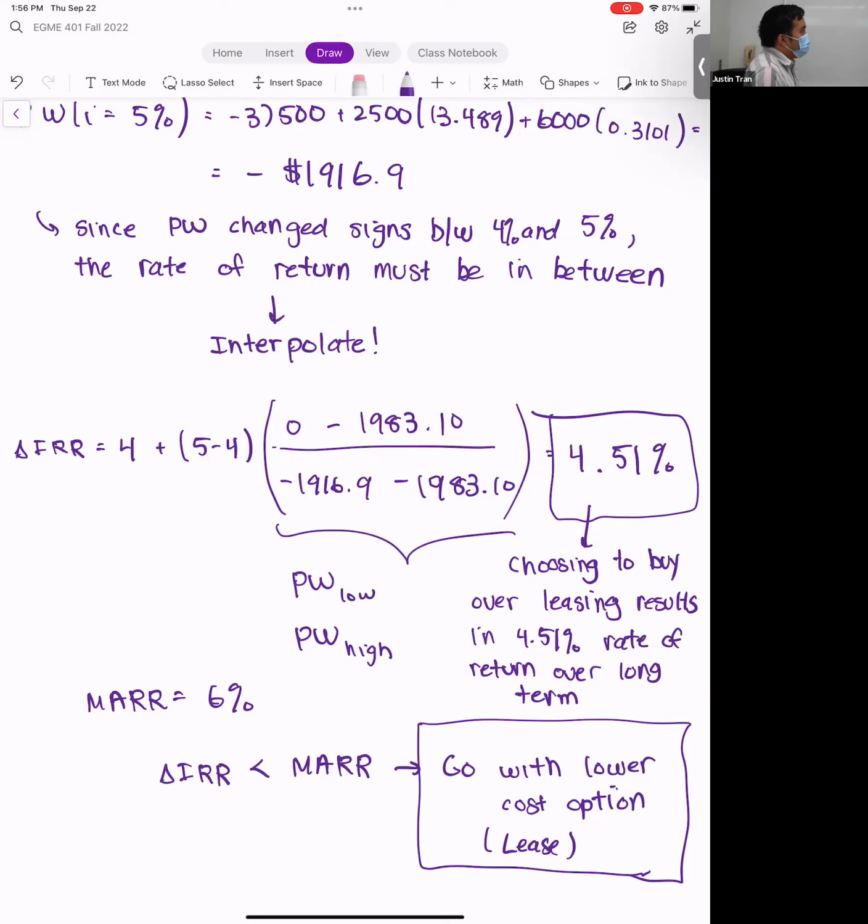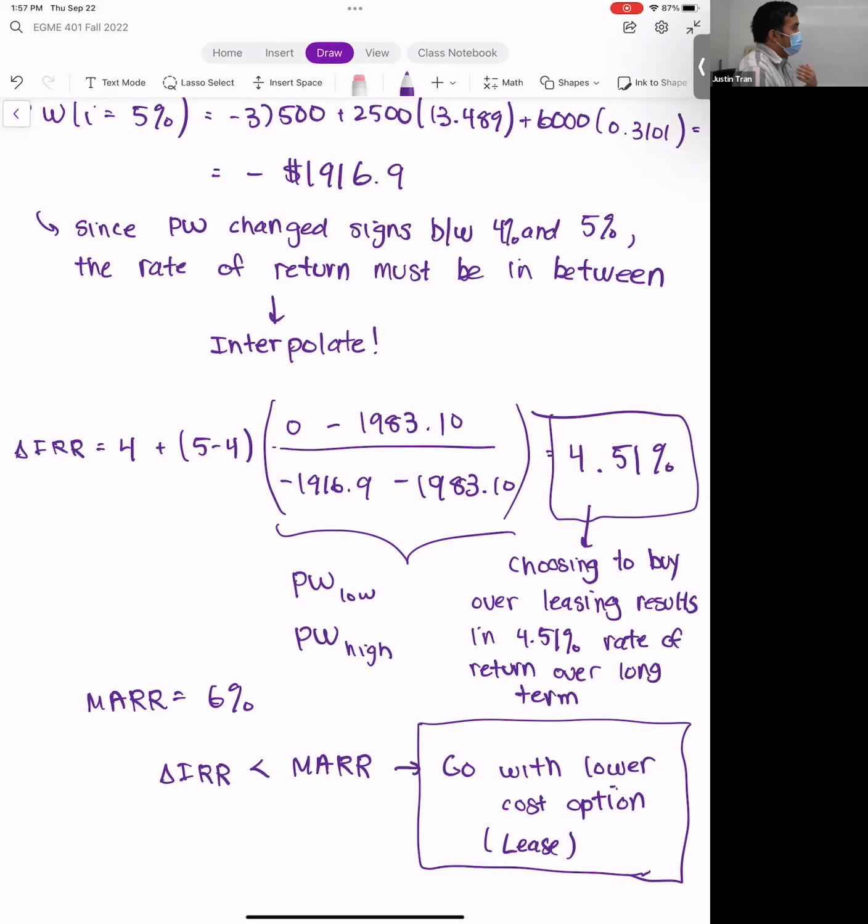Right, and so that represents, financially over time, how much better it is to buy rather than lease. But whenever you're making a comparison like this, you also have to take into account what the market's doing at the time too. And so that's why we include the MARR, and that's why we compare that to the delta IRR, to tell us what to do.